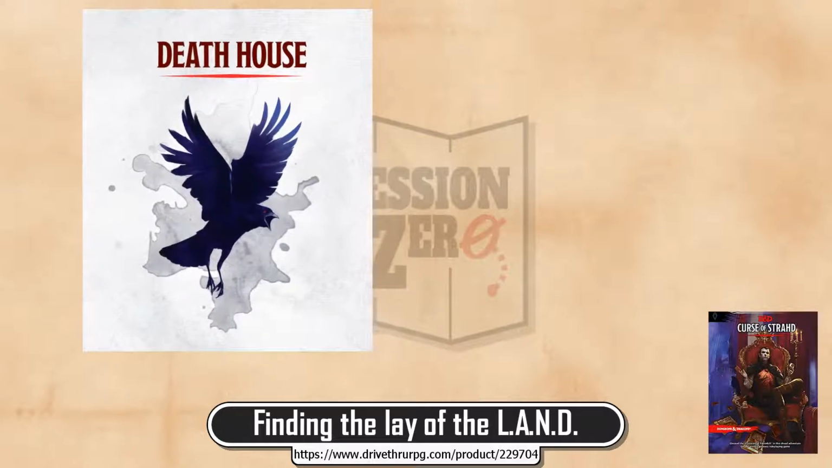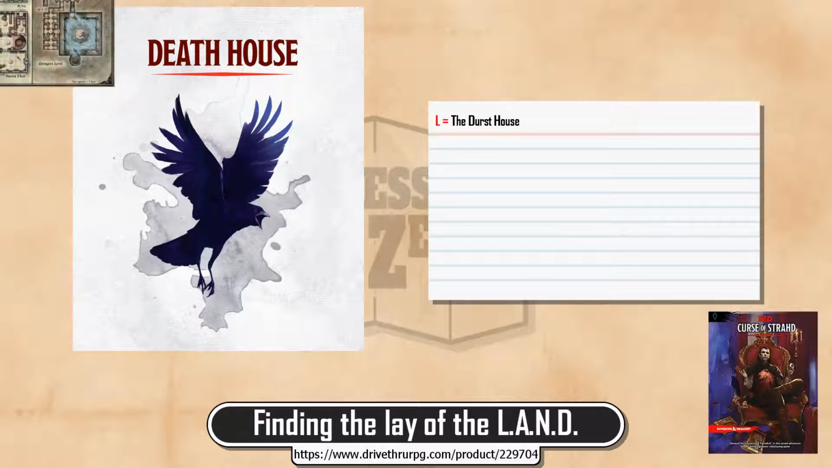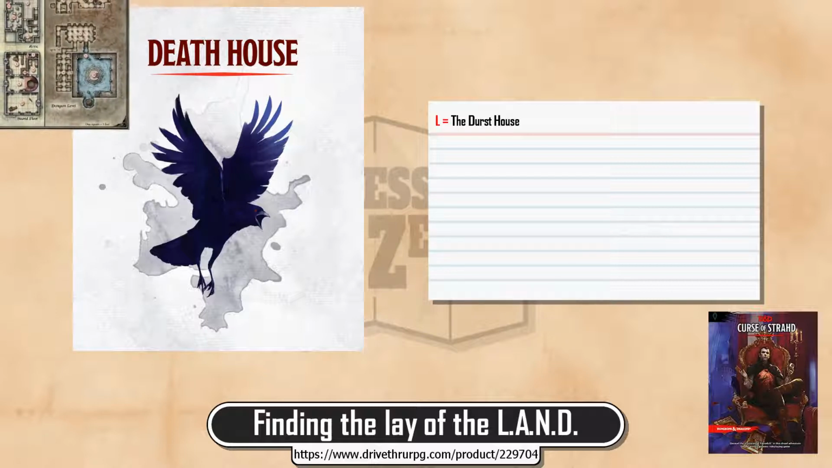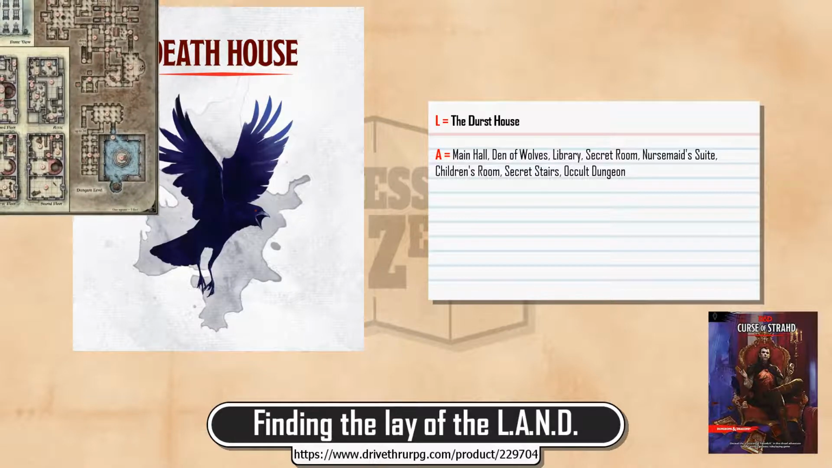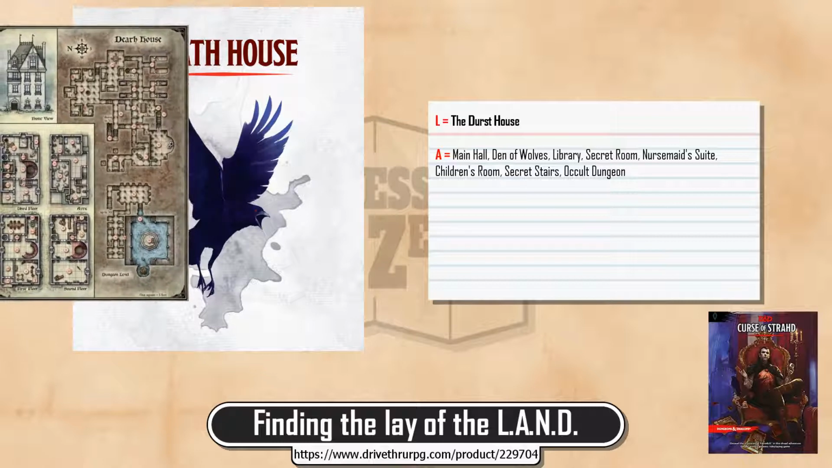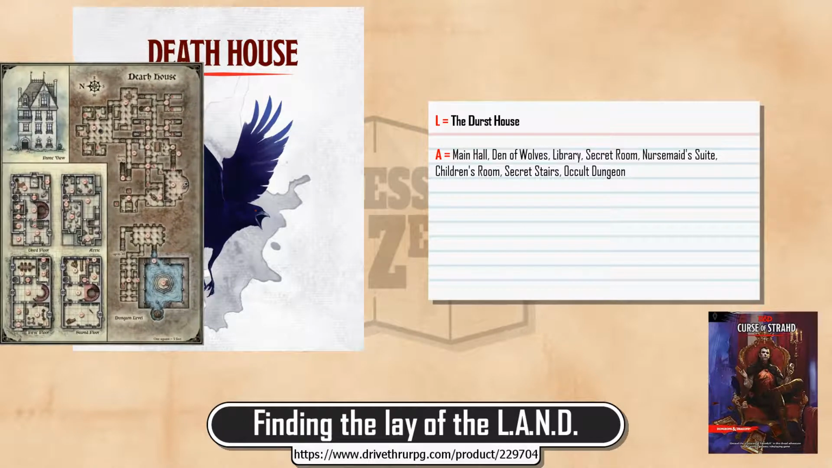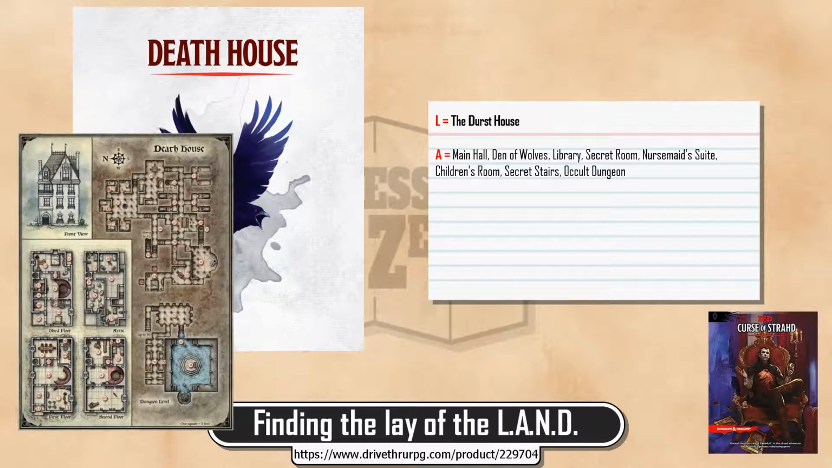The location name is Death House, which, from a player-facing point of view, is not great because it will key your players into what's potentially going on here. Anytime I've run Curse of Strahd, I've simply called it the Durst House. Areas in Death House may include, but are not limited to, Main Hall, Den of Wolves, Library, Secret Room, Nursemaid Suite, Children's Rooms, Secret Stairs, and Occult Dungeon. There are way more rooms than this in this module, but these are the ones that really interest me and I'd like to see in play.